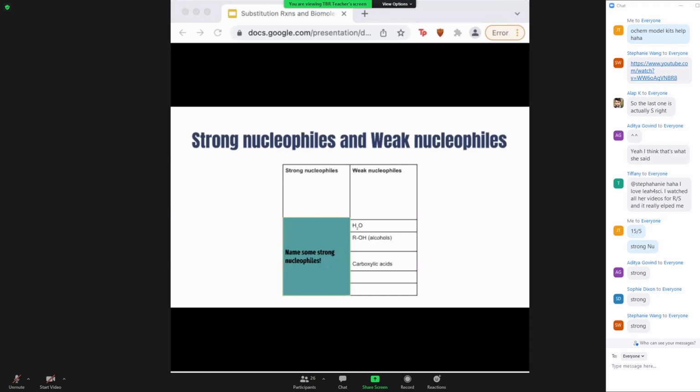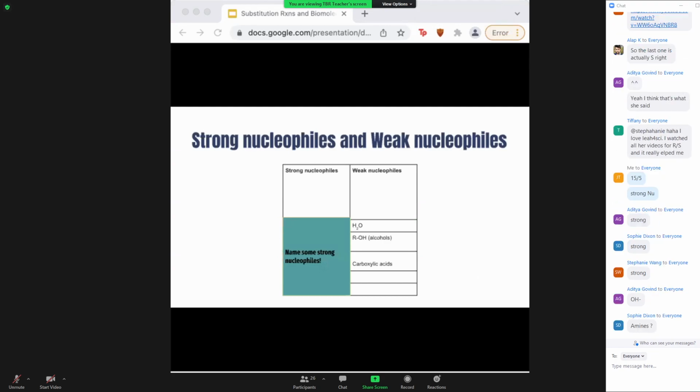And just as a little review of last week, can anybody name some strong nucleophiles? I probably gave you the answer after because I didn't want you to have to copy these all down and scramble, but if you can, try not to cheat.